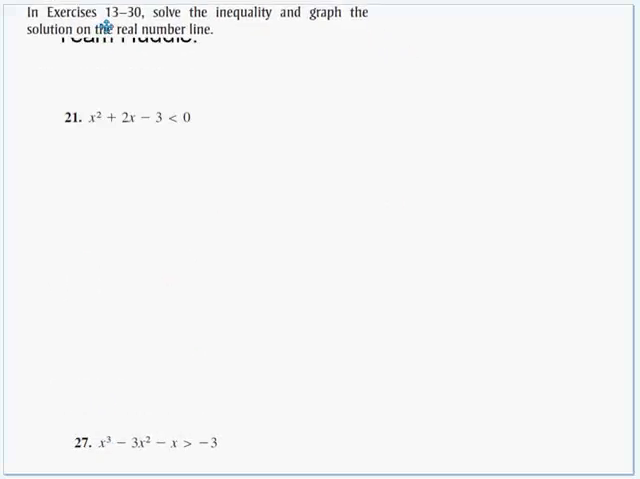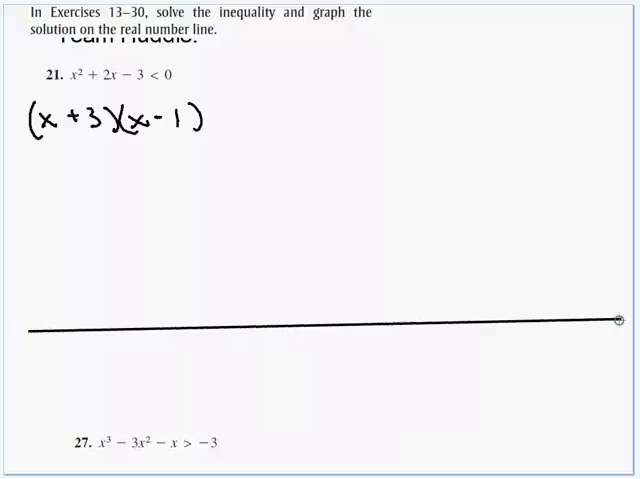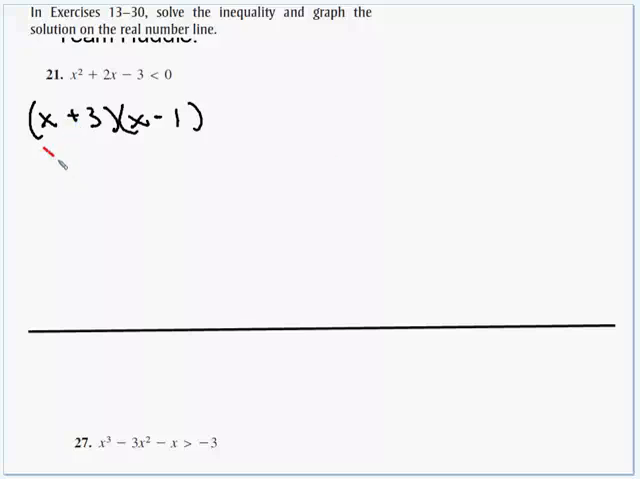Solve the inequality, graph it on the real number line. Again, we have our 0 there, so if we factor, we're going to have, of course, x and x. Factors of negative 3 that add up to positive 2. That's going to be a plus 3 and a minus 1. So that is going to chop up our number line. If we set this equal to 0, we're going to get x is negative 3. So let me put my negative 3 right about here. If we set x minus 1 equal to 0, we'll get x is positive 1.